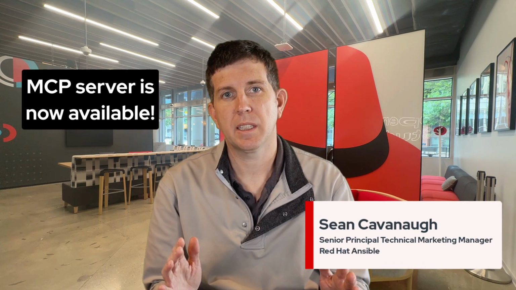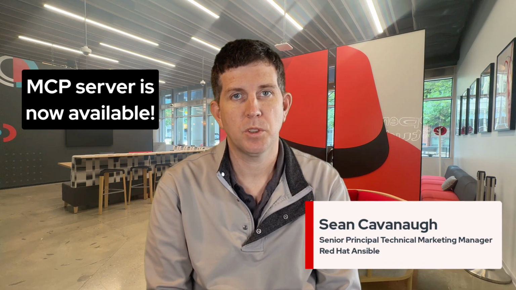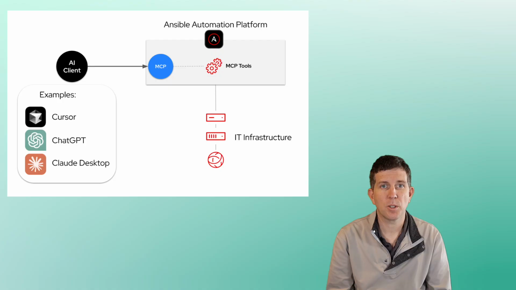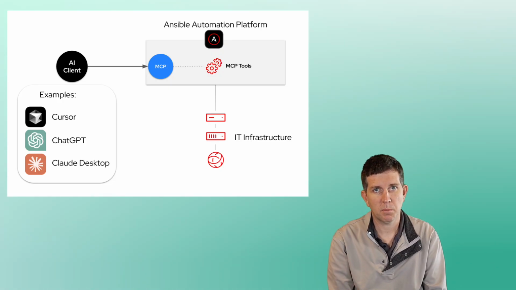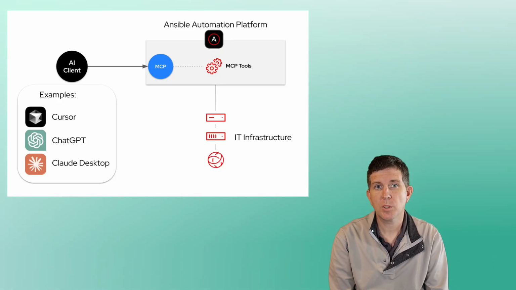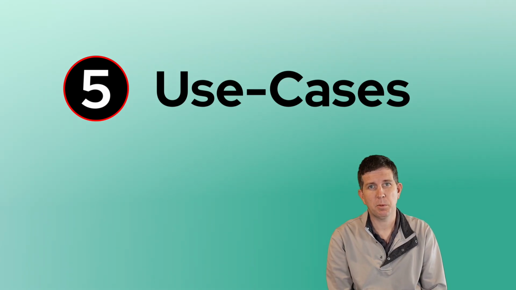The Ansible Automation Platform MCP Server is now available as a technology preview in Ansible Automation Platform 2.6. The AAP MCP Server acts as a secure bridge between tools like Claude, Cursor, ChatGPT, and your existing Ansible Automation Platform environment. You can now manage jobs, inventory, and automation workflows simply by talking to an AI client without bypassing security or governance. Here are five cool use cases with MCP and Ansible Automation Platform.